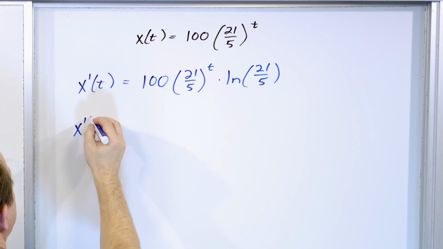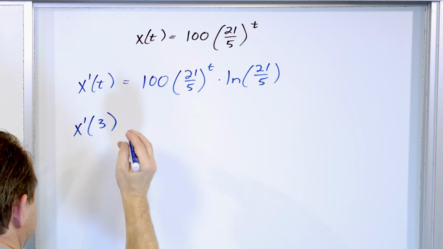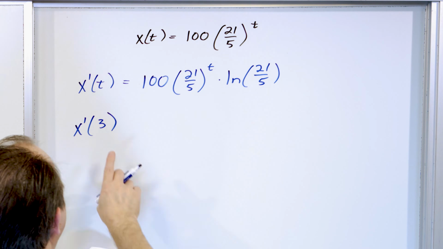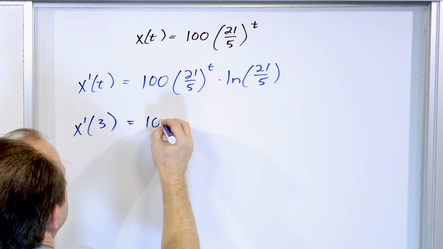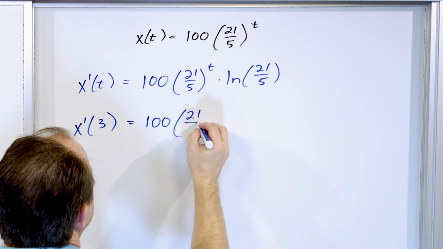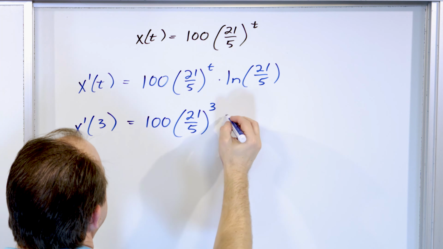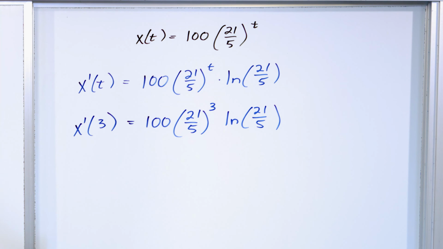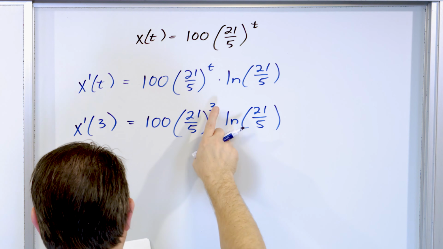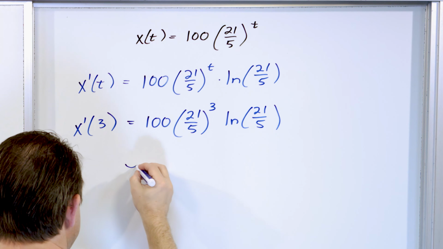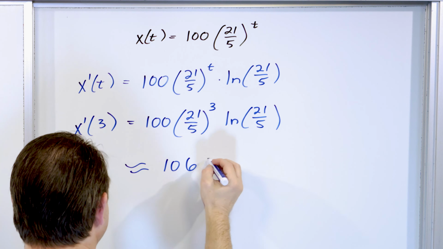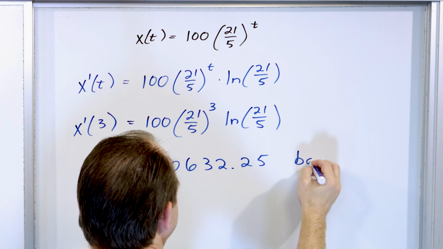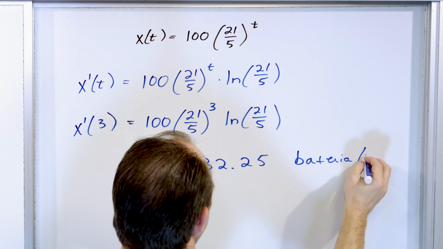So if we have x prime, and we're trying to find out what it is at 3 hours in the future, let me double check. What is the rate of growth after 3 hours? If we put 3 hours in here, we're going to get 100, then 21 over 5 to the power of 3, then natural log 21 over 5. So let me double check myself: 100, 21 over 5 to the power of 3, natural log of 21 over 5. And this works out to 10632.25. And that's bacteria per hour.